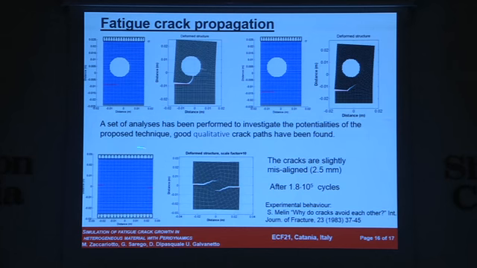In the last example, we studied a plate with two laterally misaligned cracks. What we obtain is something that has already been shown from an experimental point of view, in the sense that the cracks during their growth try to avoid each other.